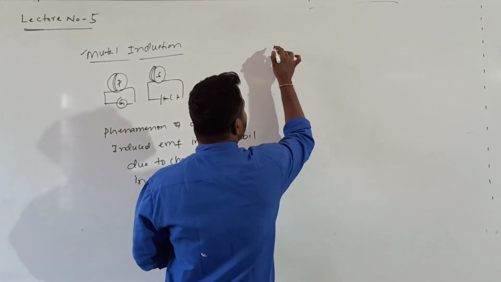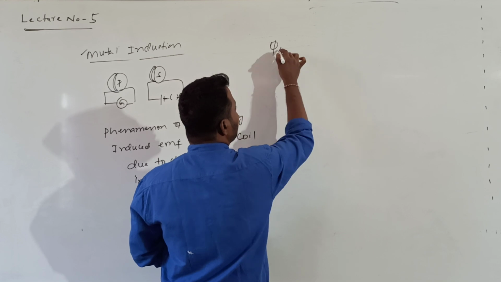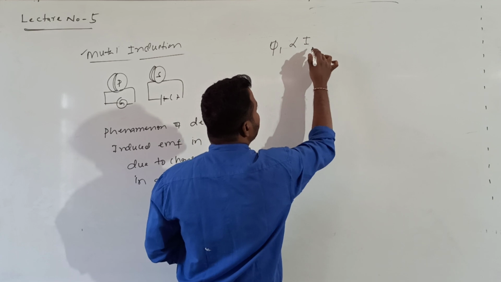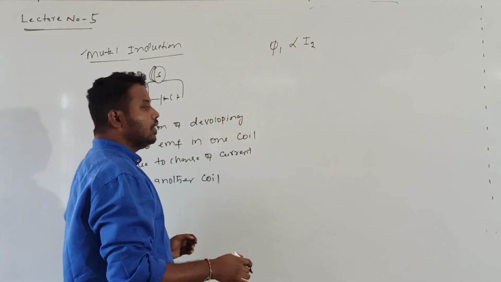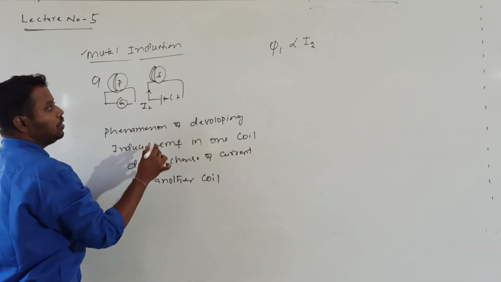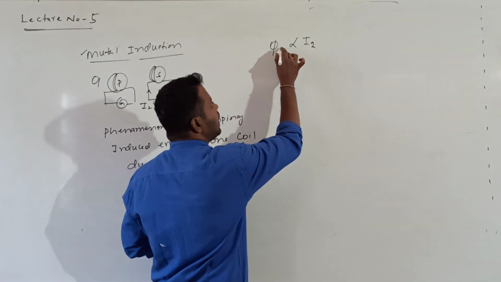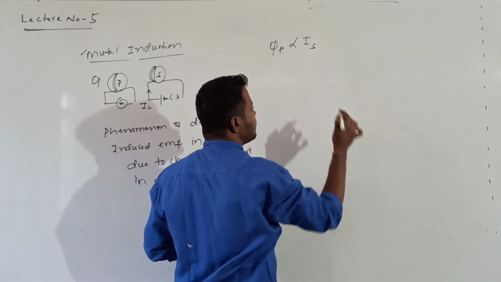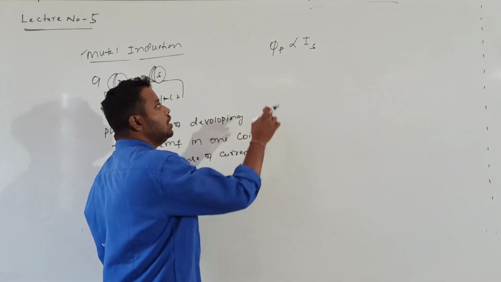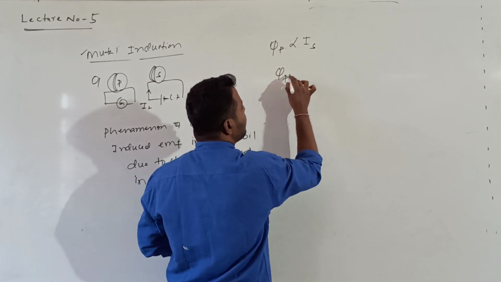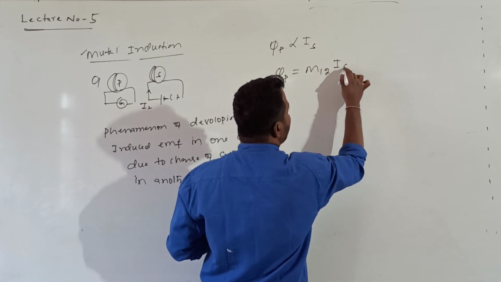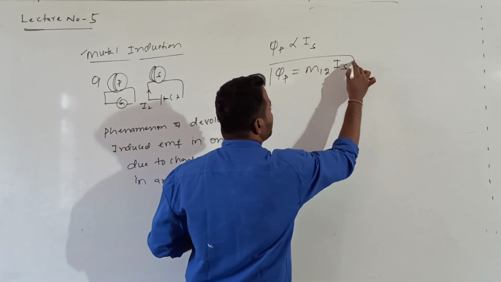Now, on what factors does the flux linked with the primary coil depend? Can I call it phi 1? It depends upon the current passing through the secondary. Can I call the primary coil flux phi 1 and the current through the secondary I2? Even I can write the primary coil as IP and the secondary coil as IS. It is very clear: flux linked with the primary coil is directly proportional to the current passing through the secondary coil. To remove the proportionality, phi p equals M12 into IS.